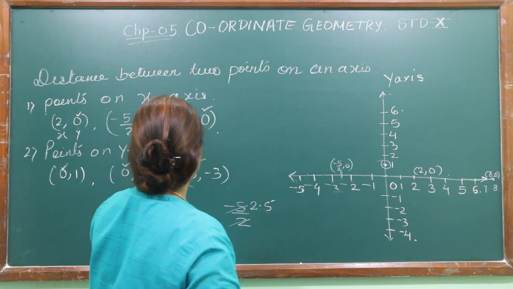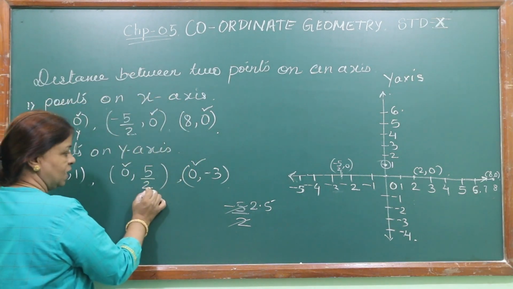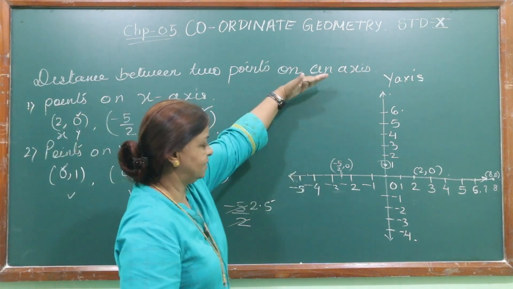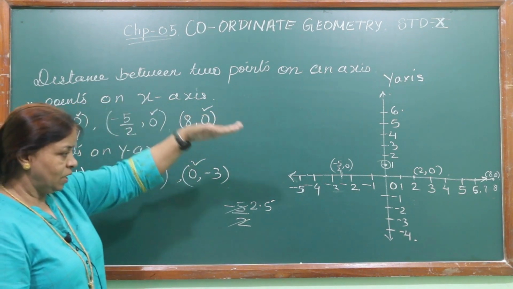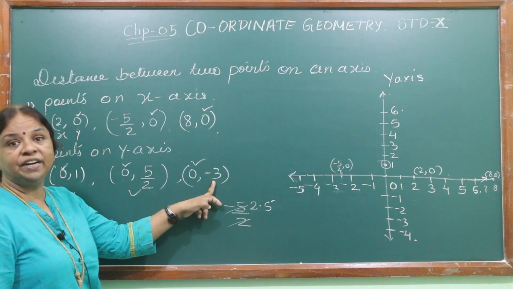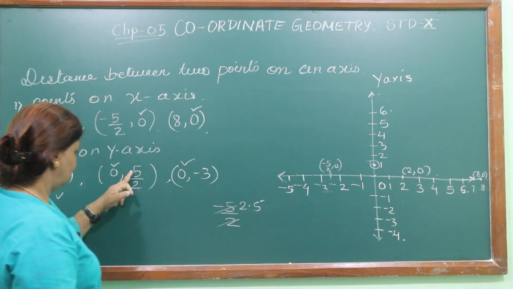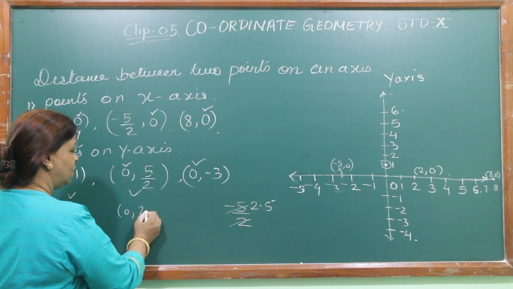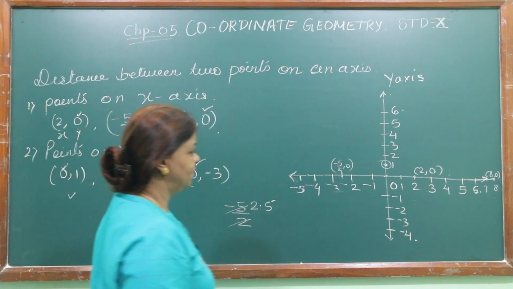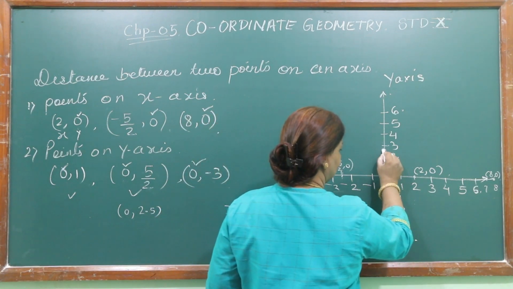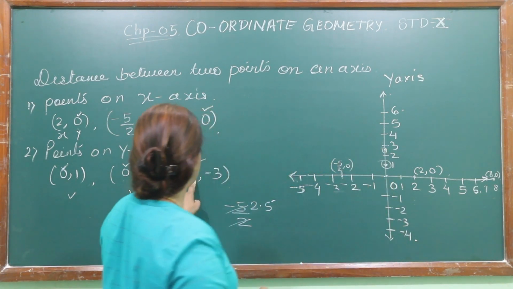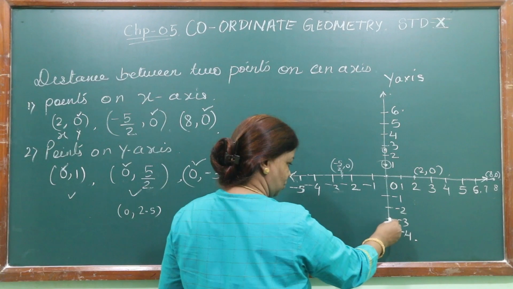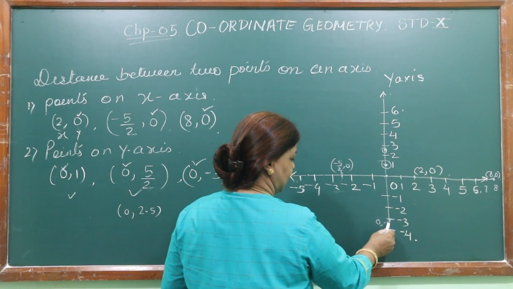(0, 5/2). 5 upon 2, again you divide 5 by 2. But they will be all positive. See, these 2 points are above the x-axis. This point will be below the x-axis. Why? Because the y coordinate is negative here. Divide 5 by 2, again you will get 2.5. So (0, 2.5). 2.5 will be somewhere here. Okay. Then (0, -3). (0, -3) means you move down on the y-axis up to here. So (0, -3).